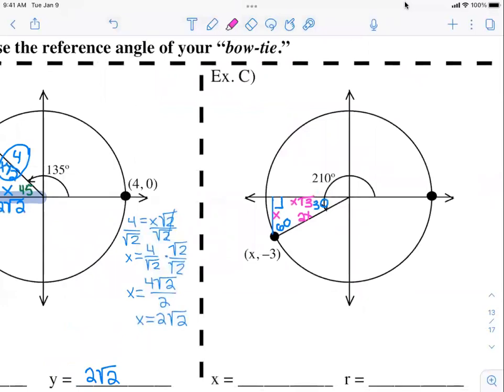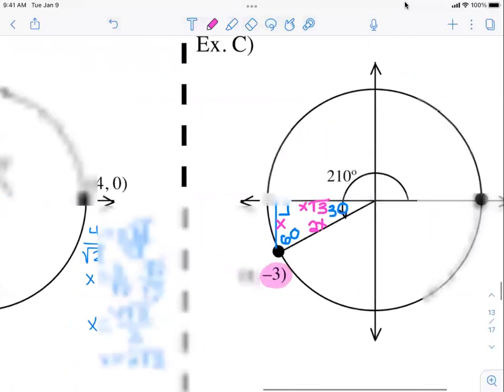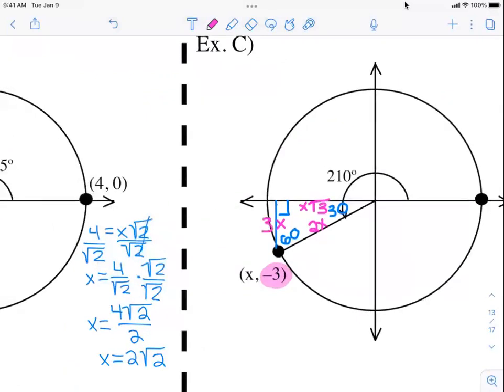So here they told us y is -3. So if you look at the y, which is this part, they're saying this has a length of -3. Well, technically 3 because it's a length. So you're going to take that -3, and that means that this length is 3 here. Okay, so now we do have a number. So we know x is 3, yay.